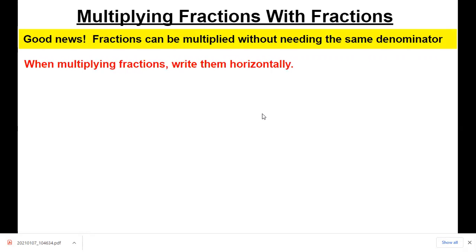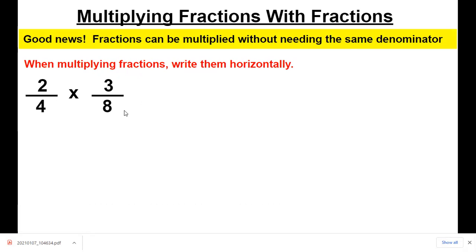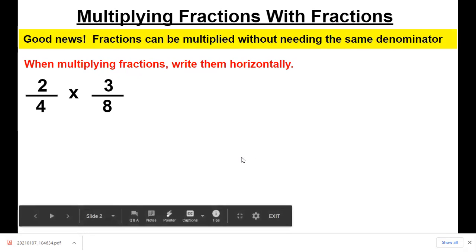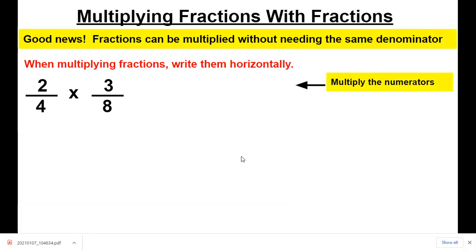So when multiplying fractions, I always write them horizontally. When you add and subtract fractions, you're going to write them vertically, but not when you multiply or divide. Then write them horizontally. So we have 2/4 times 3/8. Notice how I'm going across instead of up and down. Now I don't have to worry that the 4 and the 8 are different. I do not have to worry about that. I just have to multiply across the top, the numerators, and multiply across the bottom, the denominators.